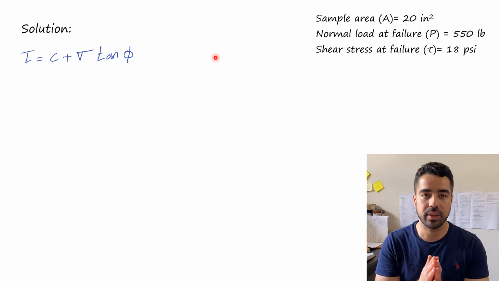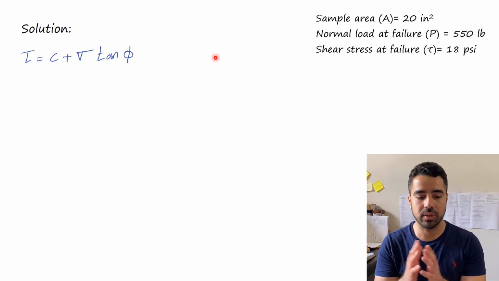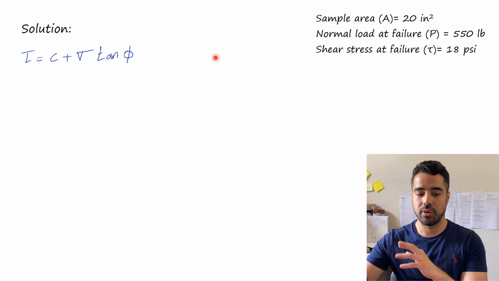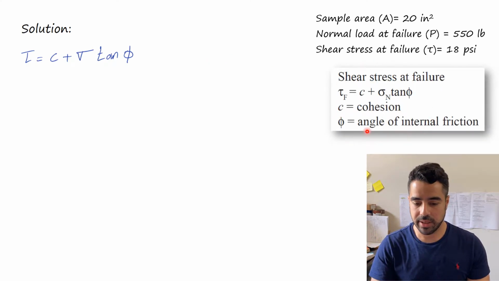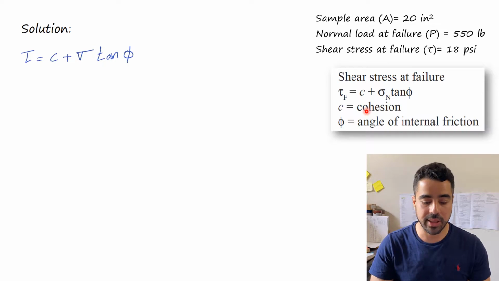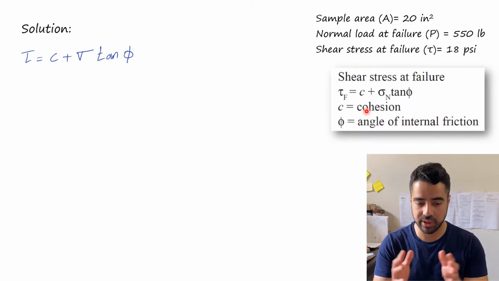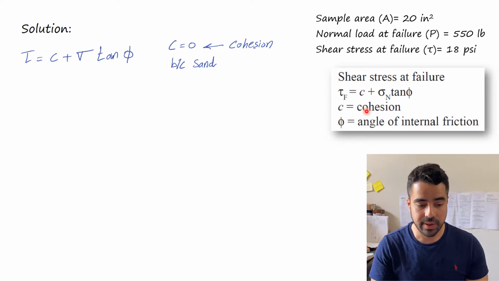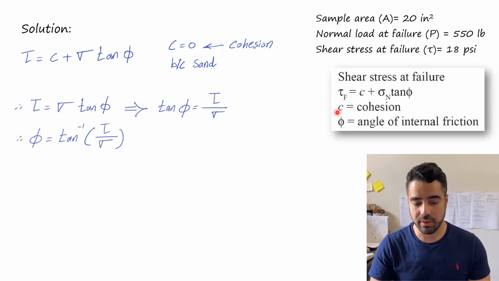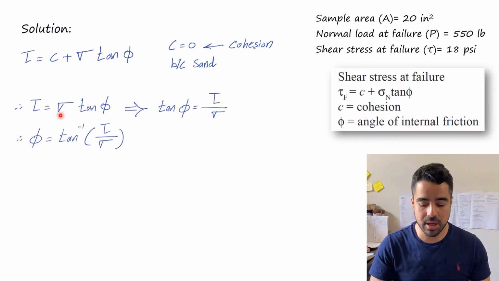What we're going to be using is the Mohr-Coulomb shear stress, normal stress relationship. That's how it looks in the FE manual. C basically is the cohesion, and in our example it is 0. Why is it 0? Just because we're dealing with sand. So that means tau is going to be equal to sigma tan phi.